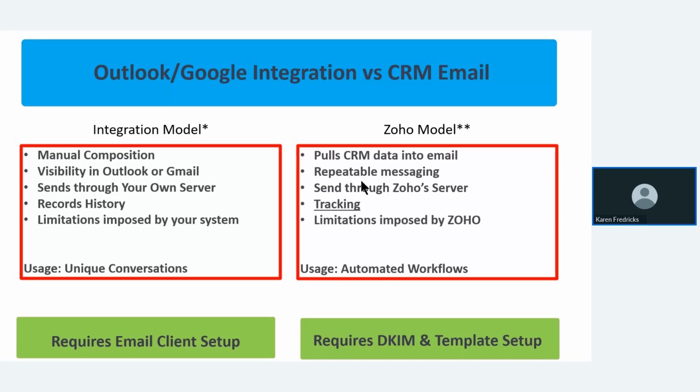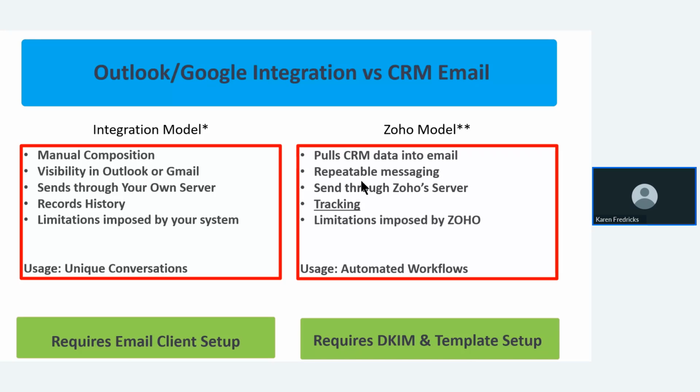We can use the Zoho model, which pulls CRM data into your email. It's great for repeat messaging. It sends to the Zoho server. It allows for tracking. Did people actually open my email? Not did they receive it, but did they open it? You can't find that out if you're just using Outlook. The limitations are imposed by Zoho. And this is also what we would use if you have automatic workflows.